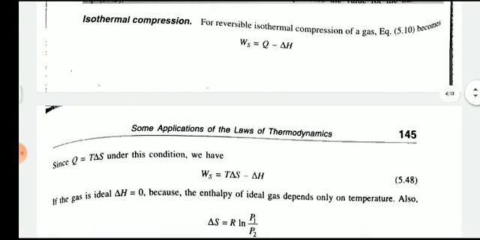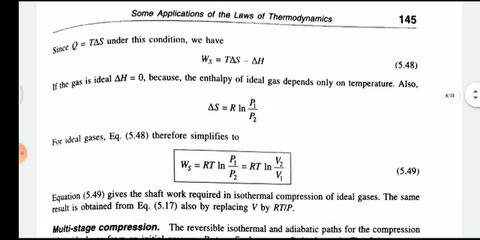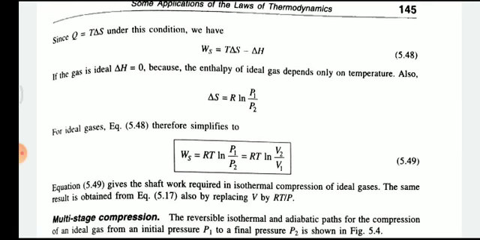Isothermal compression. For the reversible isothermal compression, equation 5.10 becomes Ws is equal to Q minus delta H. The Q is equal to T delta S. Put this here and simplify. Delta H tends to 0 in terms of enthalpy change. The enthalpy of an ideal gas depends only on temperature.